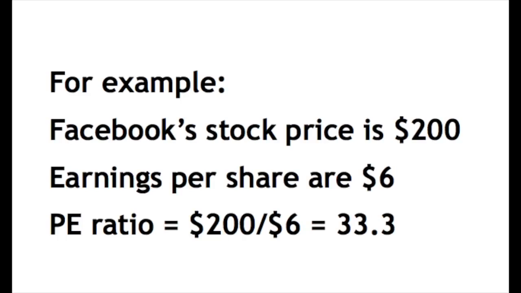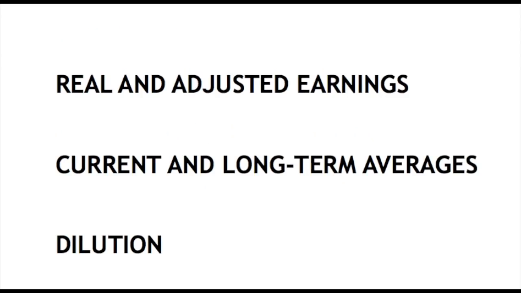it is 43.3. Now, Graham is focusing on real and adjusted earnings, current and long-term averages, average earnings, and dilution. So we'll go through Graham's example. I'll give you some modern examples of what to watch when using price-earnings ratio for investment decisions.